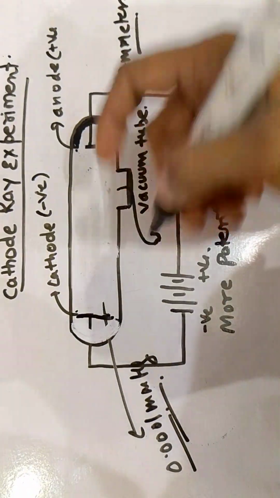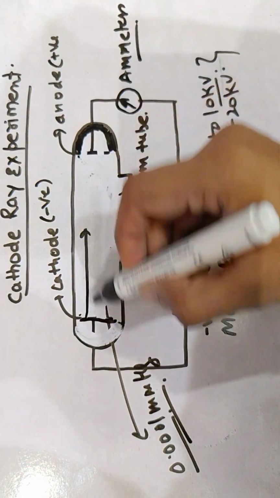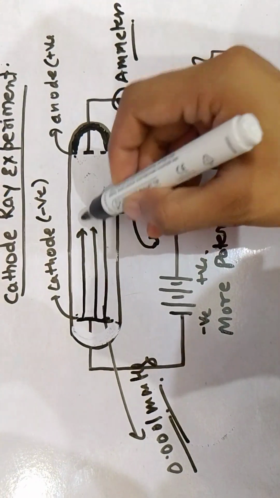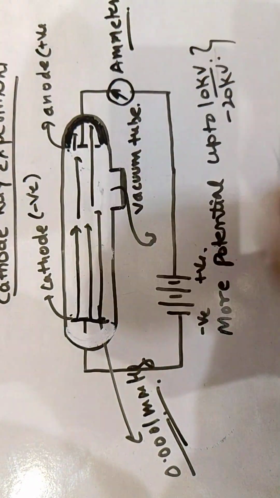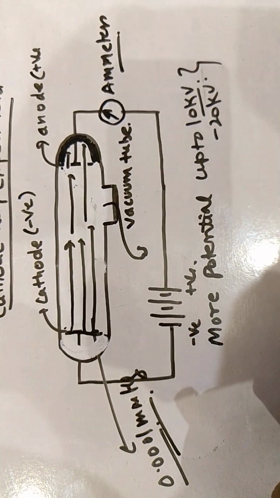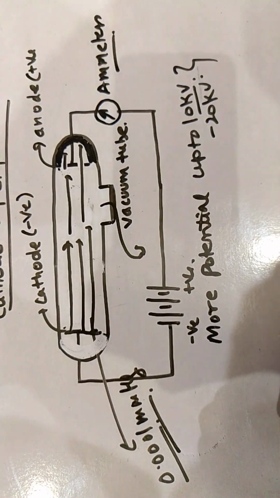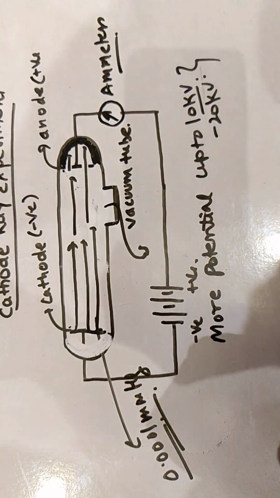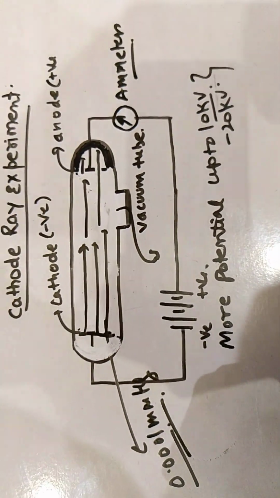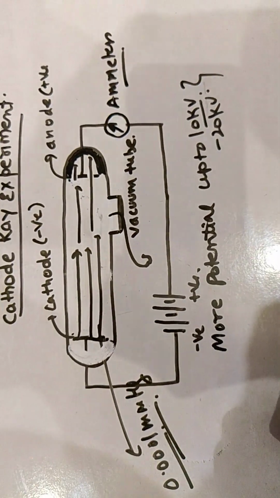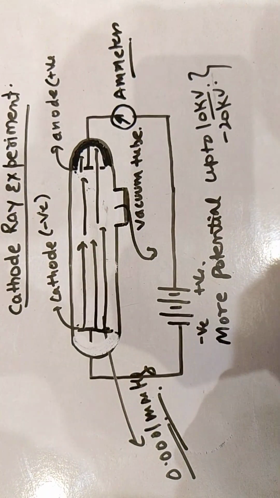So when we add these pores to this side, these rays come and strike that part and give the sparkling effect. We concluded from this that these rays come from cathode to anode, and nowadays we call these rays electrons.